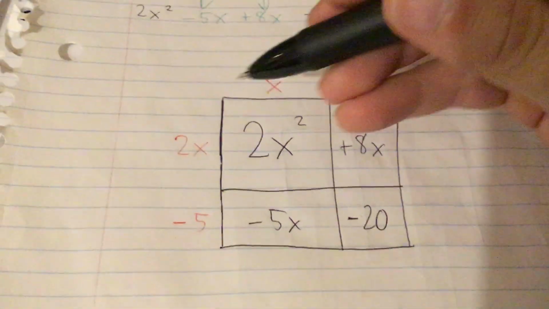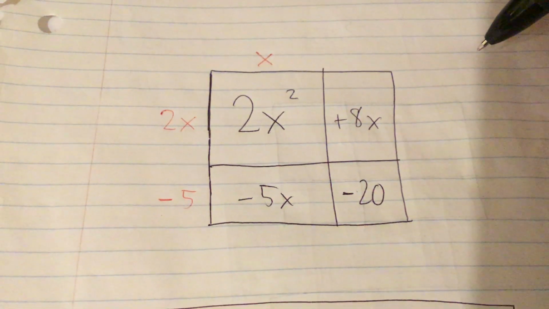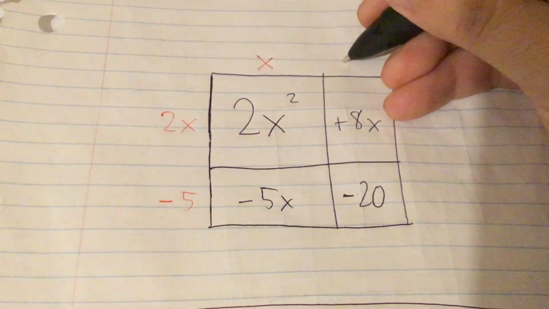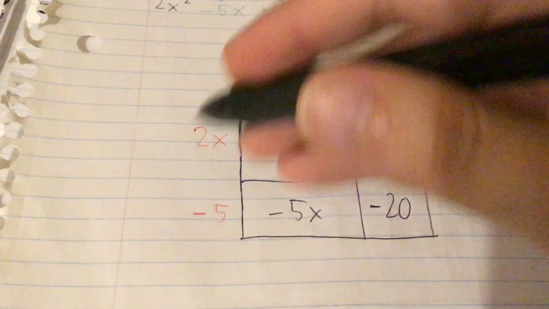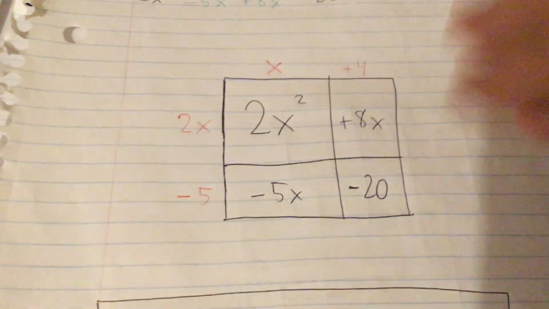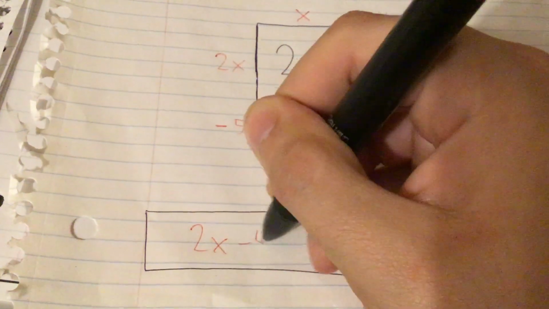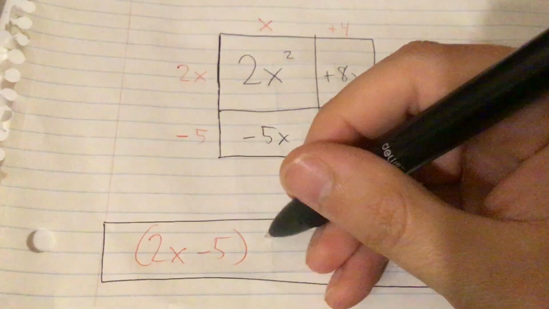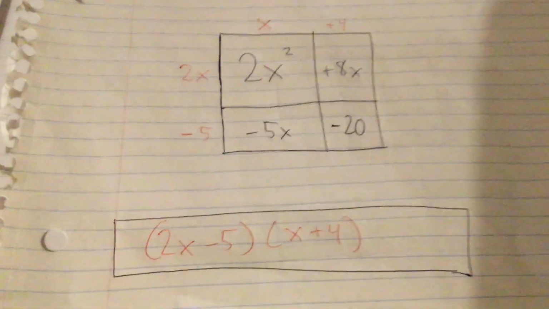Negative 5. 2x times what is positive 8x? So now, 2x minus 5, x plus 4, so that's how you factor it out. So 2x minus 5 times x plus 4, and that's how you factor this quadratic trinomial.